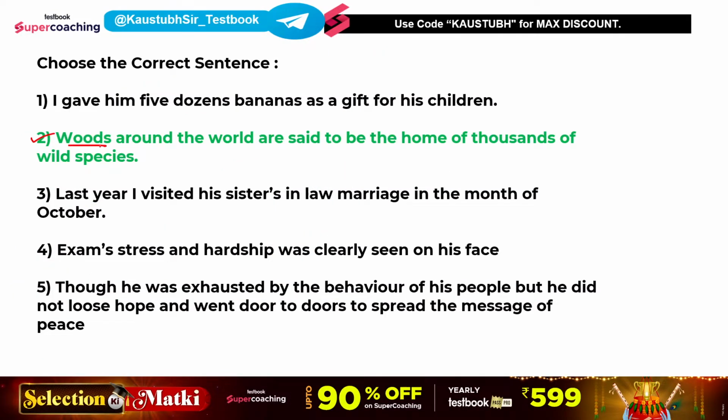Now here woods means forests. Forests plural form में. Around the world, दुनिया भर के forests are said to be, are लिखा है forests के साथ, चलेगा. Are said to be the home of thousands of wild species. The entire sentence is right.